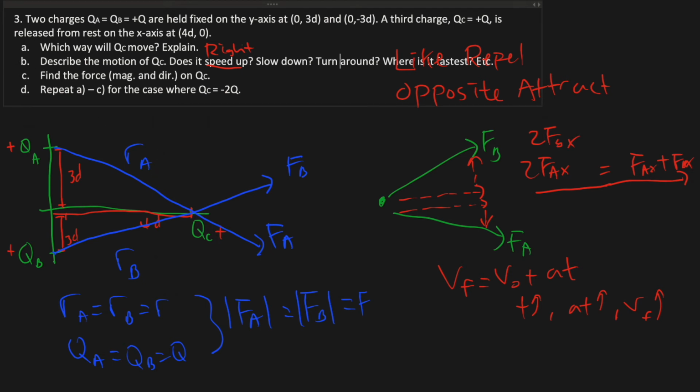Problem C asks: find the force, the magnitude and the direction. So how do we do this? What they're asking you is to find the net force. So F net is equal to 2FAx, which is also equal to 2FBx. So we just need to find the magnitude of this quantity, because we know the net force points to the right. So let me erase something.